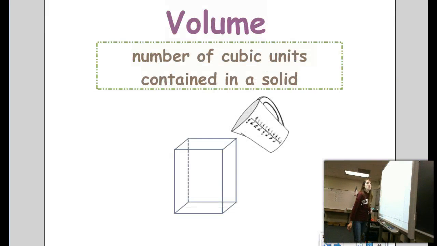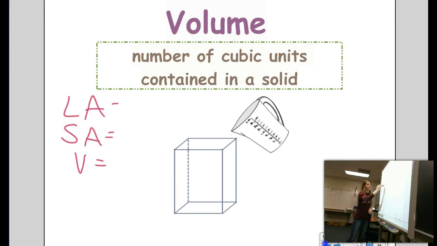Oh, I skipped this slide. Volume, number of cubic units contained in a solid. We know what volume is, right? We're also going to learn about, I'm going to ask you to find these 3 things about a figure. What do you think they stand for? L, A, S, A, and V. We know V is volume, right?